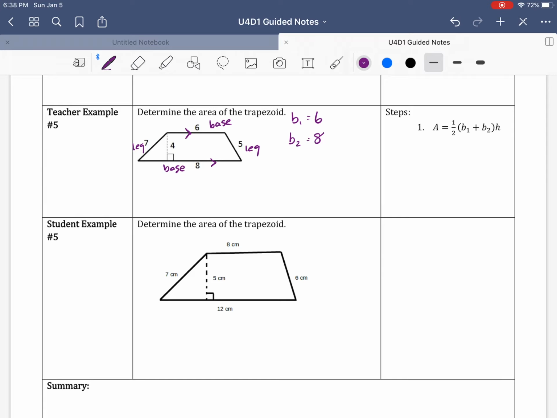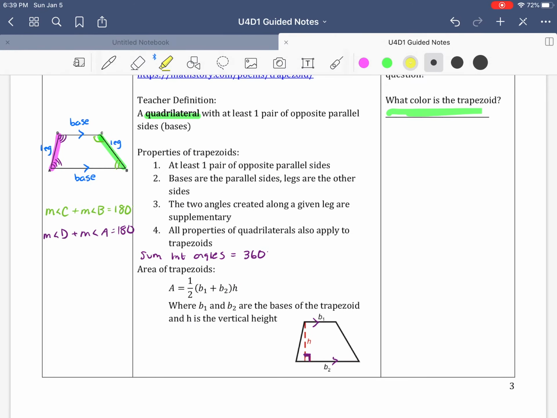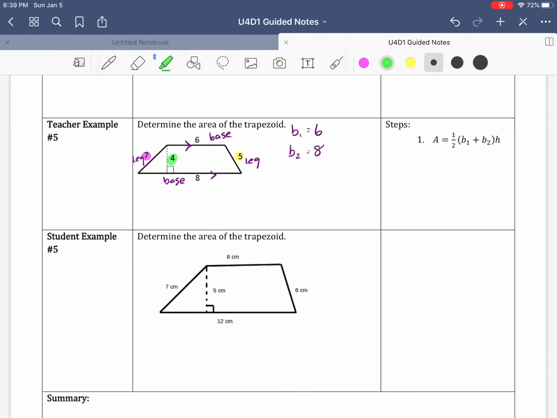And now I'm gonna look at my height. And I have a lot of different possible numbers, right? So here we have a 7, a 4, and a 5. But when we look at our equation, we're looking for this height that makes a 90-degree angle with my base. And the only one that does that 90-degree is 4, right there. So here it tells me that my height has to be 4.